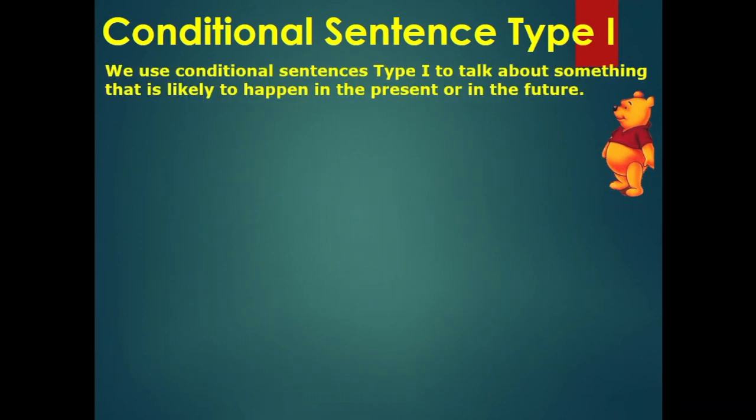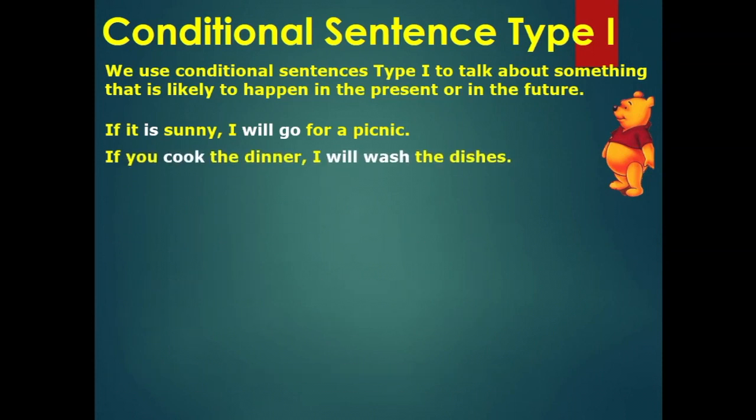Now, my students, we use conditional sentences type 1 to talk about something that's likely to happen in the present or in the future. This means something that is real. If it is sunny, I will go for a picnic. If you cook the dinner, I will wash the dishes. Number 3, if Susan leaves Hong Kong, Peter will be sad.